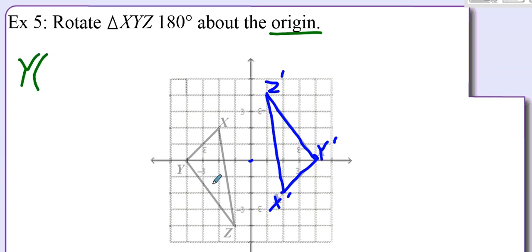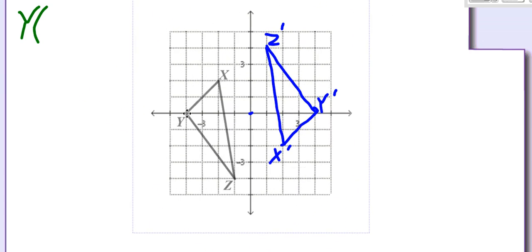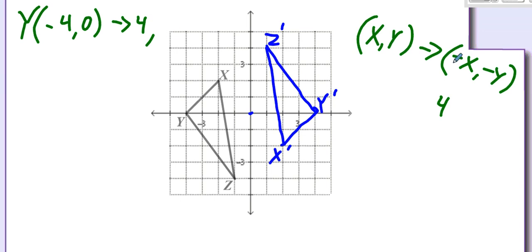Y started out at -4, 0. The rule for 180 says that it's going to take XY and go to negative X, negative Y. So it's going to take the -4, change it to a +4, and 0, change it to a -0, still 0.